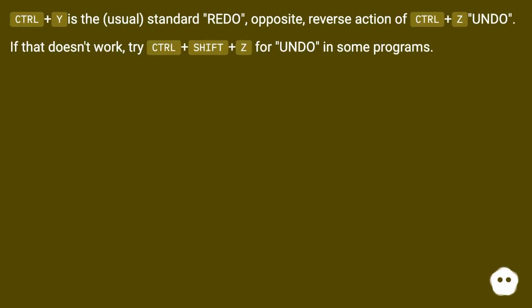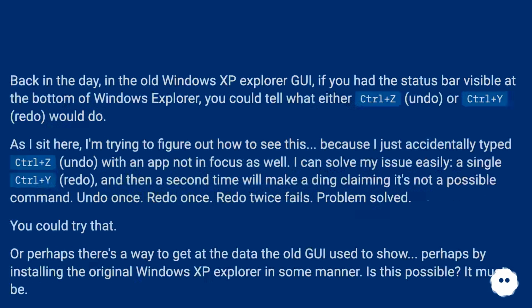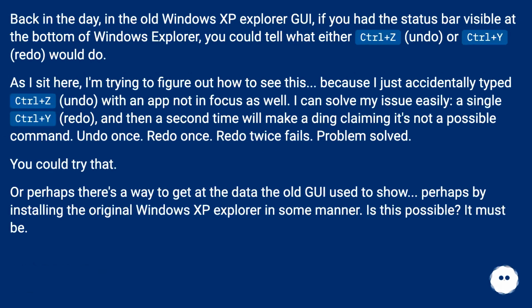Ctrl+Y is the usual, standard, redo, opposite, reverse action of Ctrl+Z, undo. If that doesn't work, try Ctrl+Shift+Z for redo in some programs. Back in the day, in the old Windows XP Explorer GUI, if you had the status bar visible at the bottom of Windows Explorer, you could tell what either Ctrl+Z, undo, or Ctrl+Y, redo, would do. As I sit here, I'm trying to figure out how to see this, because I just accidentally typed Ctrl+Z, undo, with an app not in focus as well.